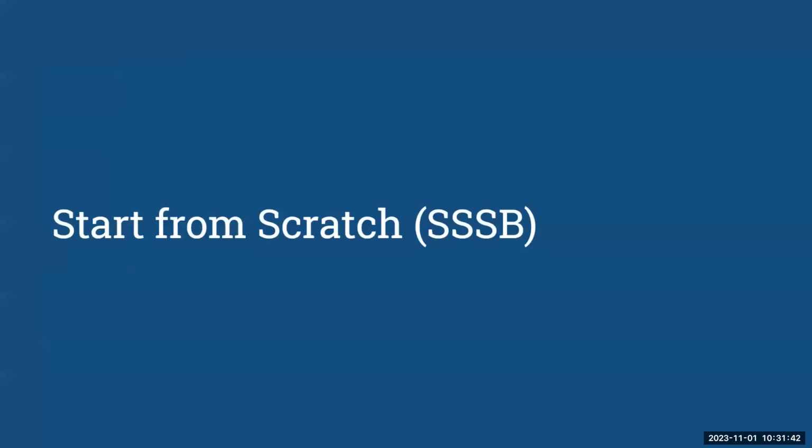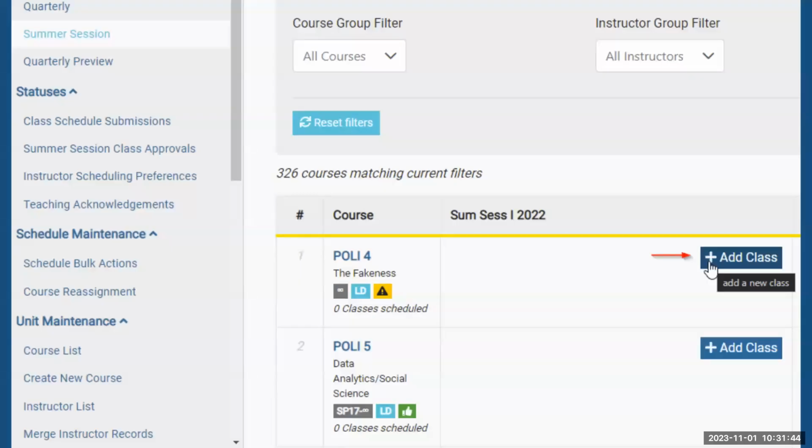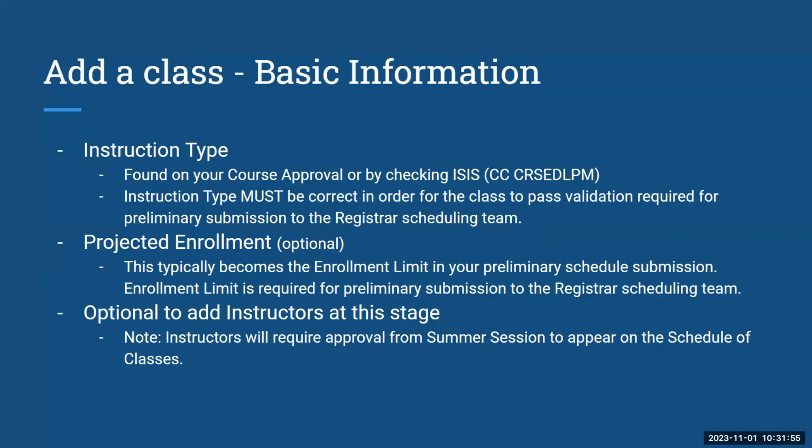So how to start from scratch. This is in the summer session schedule builder, and it is very much like the annual schedule builder. It's basically the same interface. You just go and add a new class and fill out the basic information. The one thing on that screen that's optional is projection enrollment. We're going to go through what all of that looks like.